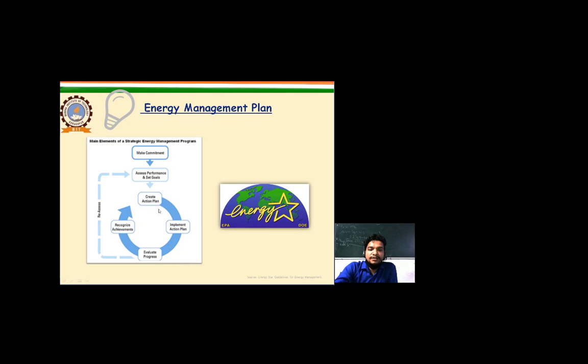And this process would continue. If something is going from this part, then the achievement would be recognized, and if something is going from this part, this cycle would be repeated.